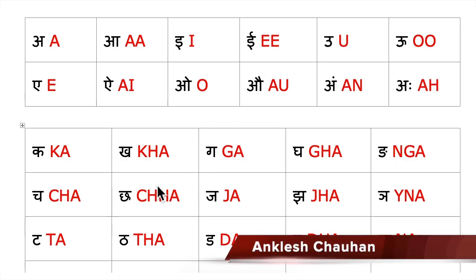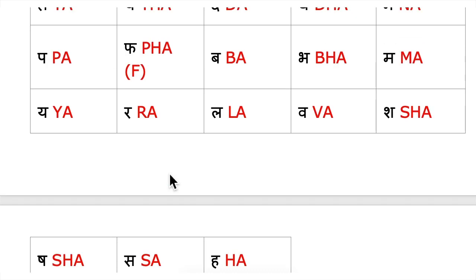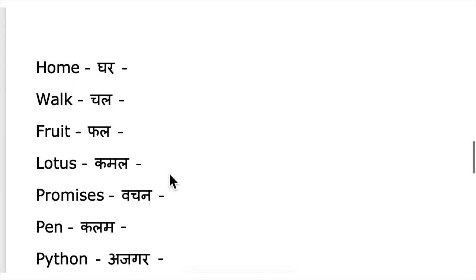In my last video, I showed you the vowels and consonants of Hindi, like A, Ka, Kha, Ga, Gha, and how to write them in English. In this video, I will show you how to write names without matras.